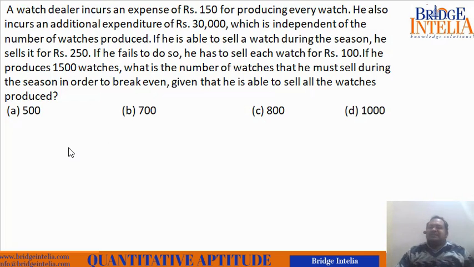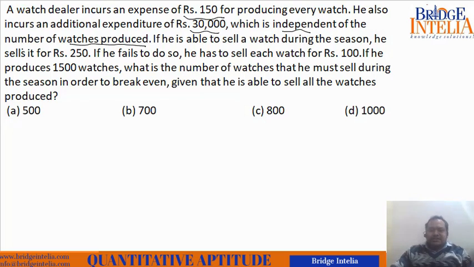But then there is a fixed cost. For example, if you built a factory, then you have to pay rent and electricity bill. So your rent and electricity bill does not depend on how many watches you are producing. You have to pay the rent whether you produce watches or not. So same is the additional expenditure of rupees 30,000, which is independent of the number of watches produced. So 30,000 rupees you have to pay as a lump sum, and 150 rupees you have to incur as a cost for each watch that you are producing.